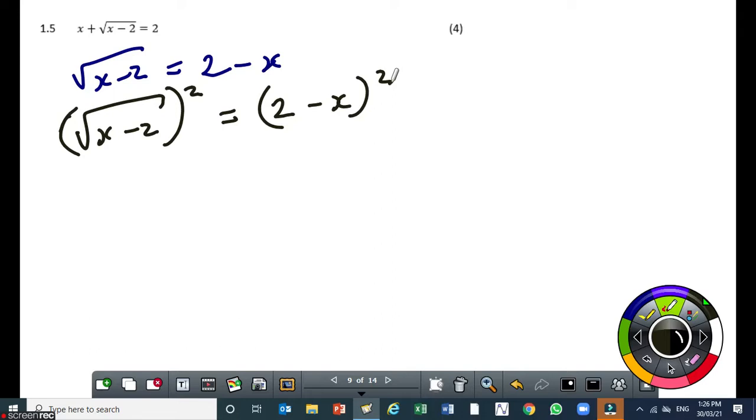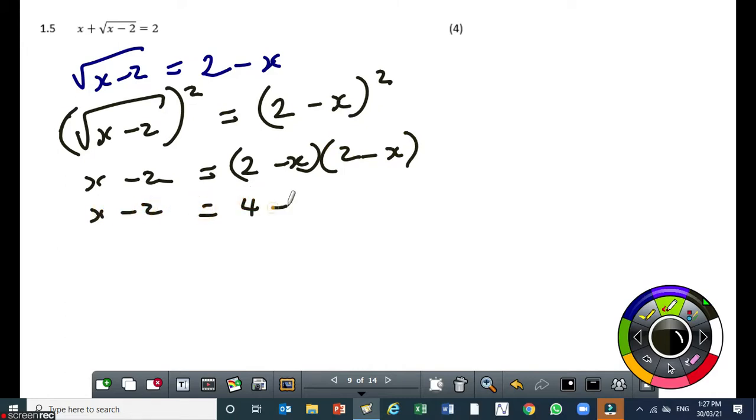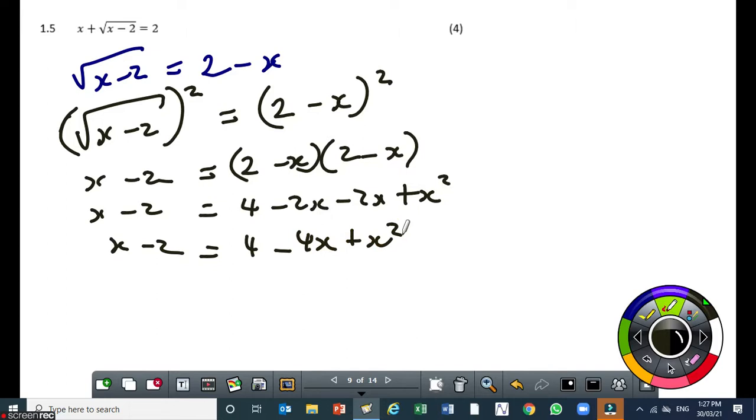Okay? If you do anything else, if you see a question like that, then don't look at me the next time you see it. So this becomes x minus 2 equal to 2 minus x times 2 minus x. So that will be x minus 2 equal to 4 minus 2x minus 2x plus x squared. Then here you get 4 minus 4x plus x squared.